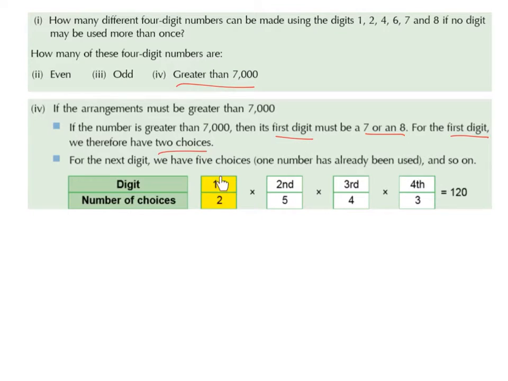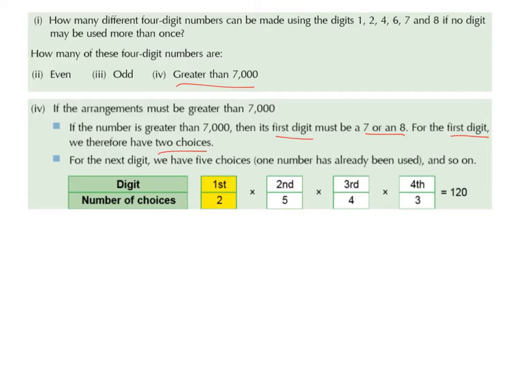So for the first out of our 4 digits, we have a choice of 2. For the next digit, we have 5 choices. One number has already been used. So we've already used one of the digits out of the 6 for the first one. That leaves us with 5 digits for the second, 4 for the third, and 3 for the last one. And 2 by 5 by 4 by 3 is 120.